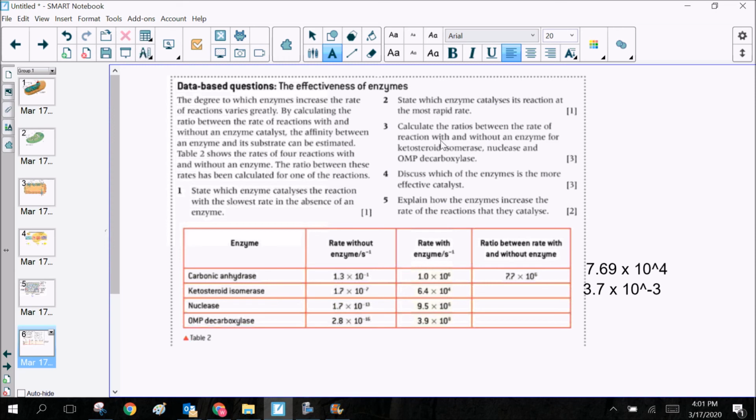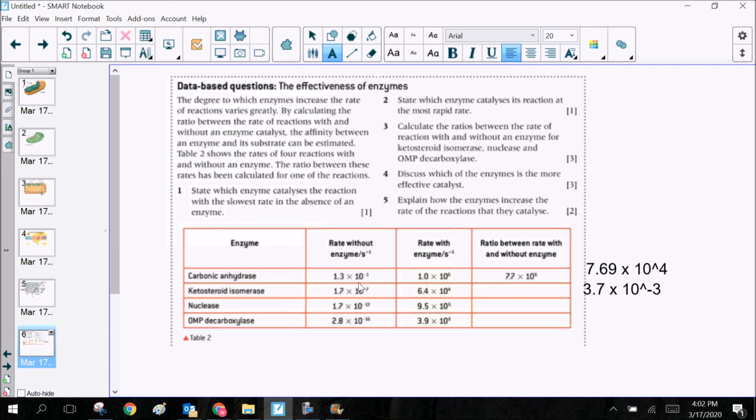So go ahead and calculate all the ratios, and select which enzyme catalyzes the reaction with the slowest rate in the absence of an enzyme. So when you look over here, which one catalyzes it with the slowest rate, all right?